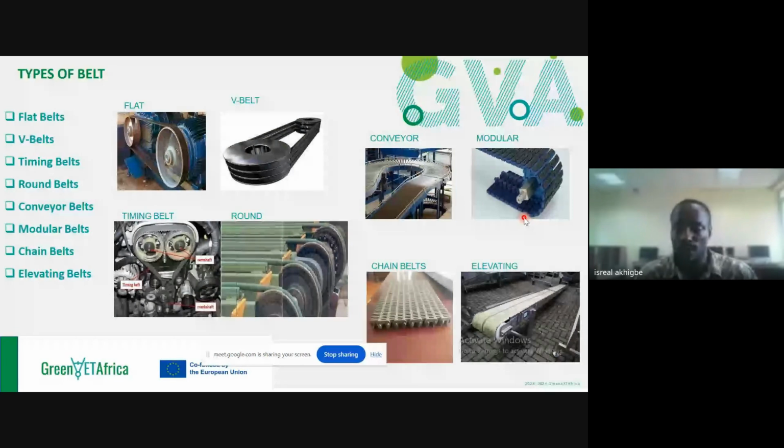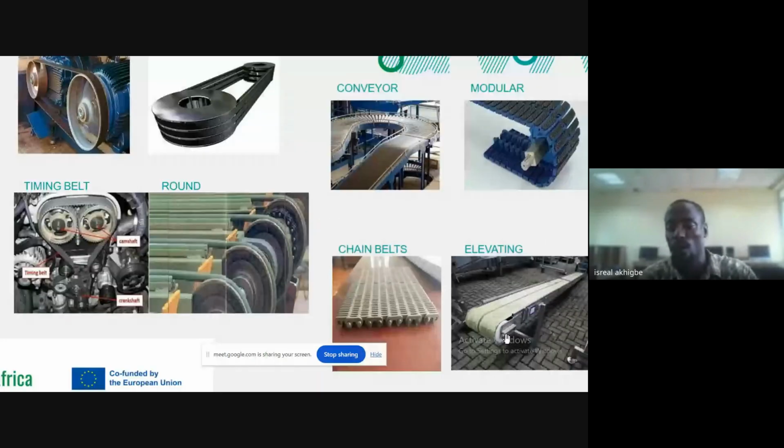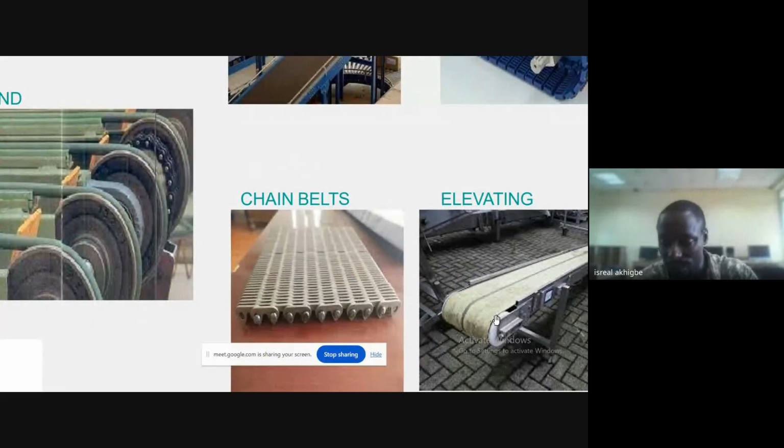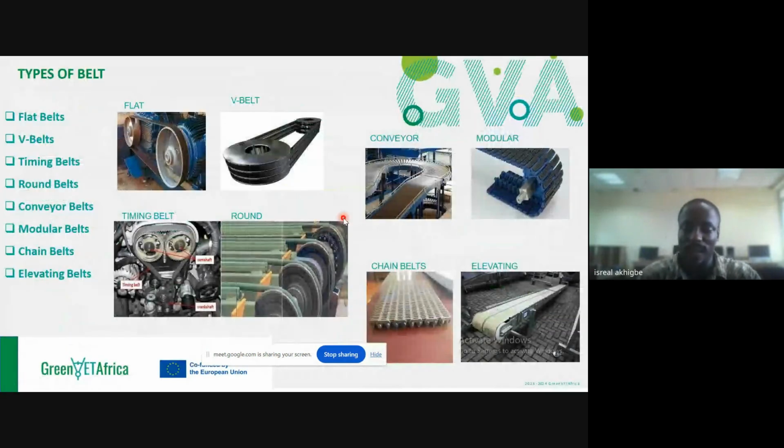And you have timing belts used in engines, used in vehicles, round belt, chain belt, and elevating belt. Now this elevating belt was what we saw in that video when we were transmitting waste material from one point all the way into the trommel. Belts are to be used alongside pulleys. You have straight pulleys for flat belt, V groove pulleys for V belt. But in the case of conveyors, you have drums or rollers. Look at this elevating belt, look at this white thing here. This white thing is like the drum or rollers, in the case of an elevating belt.